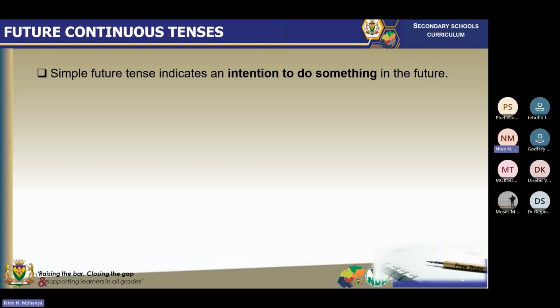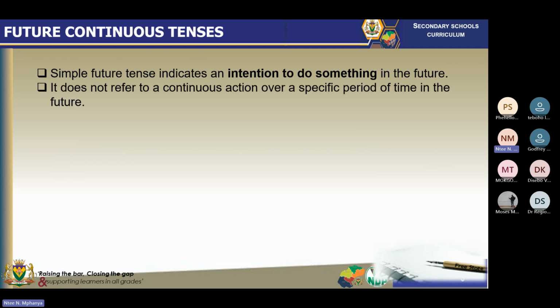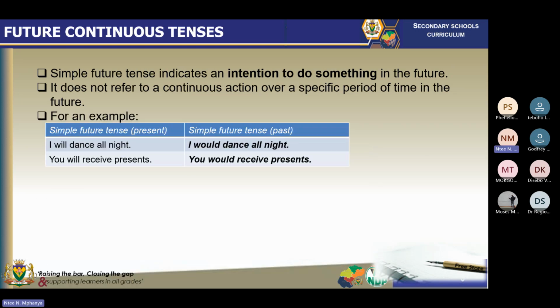Simple future tense indicates an intention to do something in the future. It does not refer to a continuous action over a specific period of time in the future. For example, simple future tense present: I will dance all night. You will receive presents. But let us look at how it changes into future tense past. I would dance all night. Will becomes would in both instances.